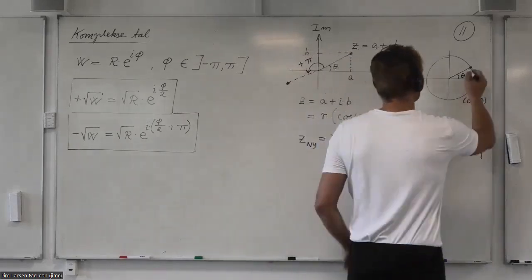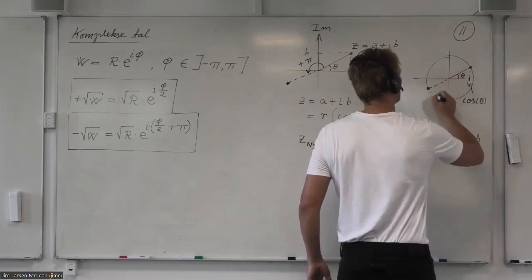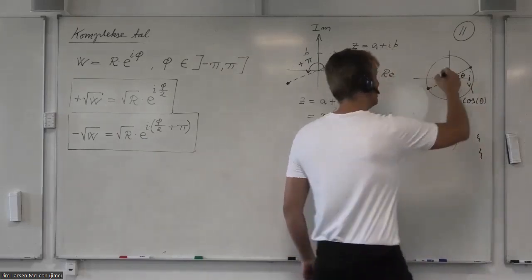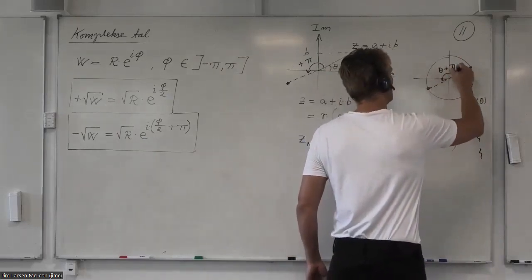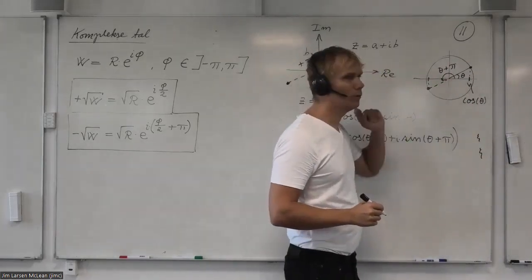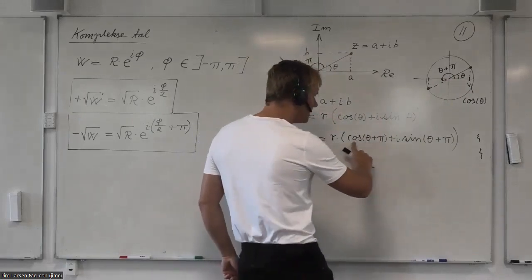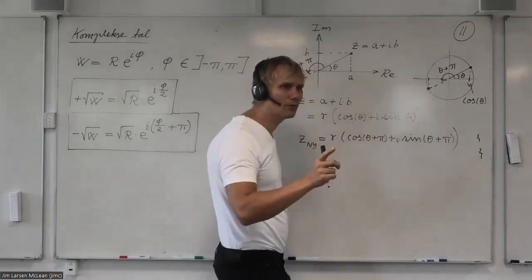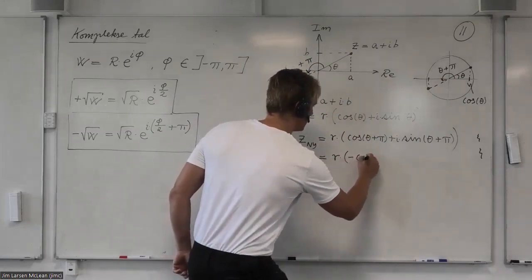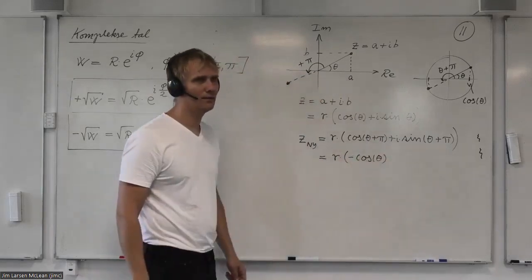But what if I add pi to it? So I end up over here with my point. And what does the cosine of that angle become then, which is theta plus pi? It lies here now. Can you see that? So it's just as far, but with the sign reversed. So instead of saying cosine of theta plus pi, I might as well just say cosine of theta, but I need to remember to include the sign. So this can be written as r times negative cosine theta. I drop the pi, but remember the sign.